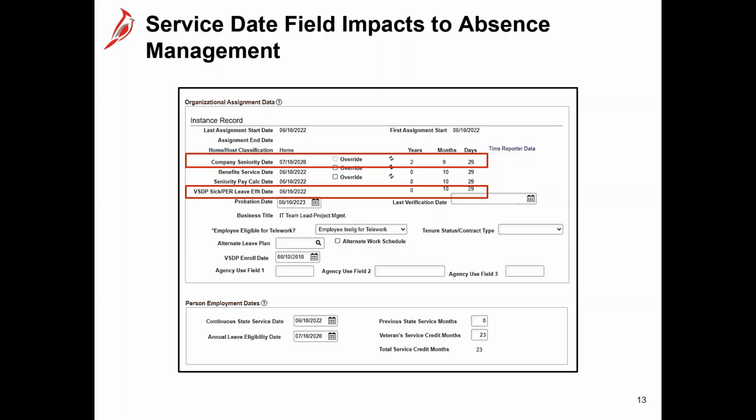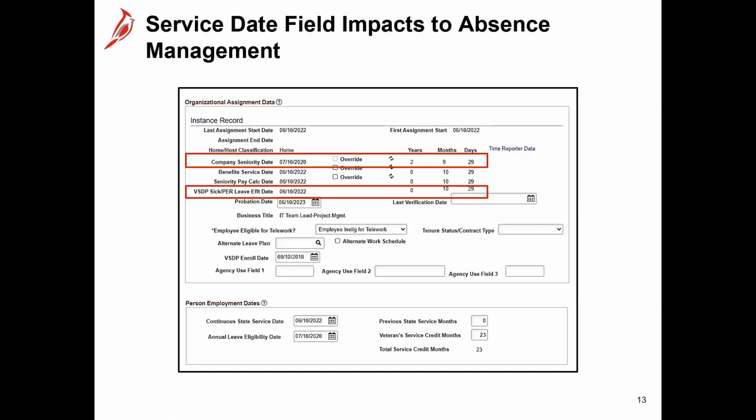So absence management administrators, you have access to job data as view only. So you have view only access to this job data page. This is the same screenshot that Sam was just showing. But here I'm wanting to highlight two things: the company seniority date and the VSDP sick and personal leave effective date, and these years and months that you see in this screenshot.